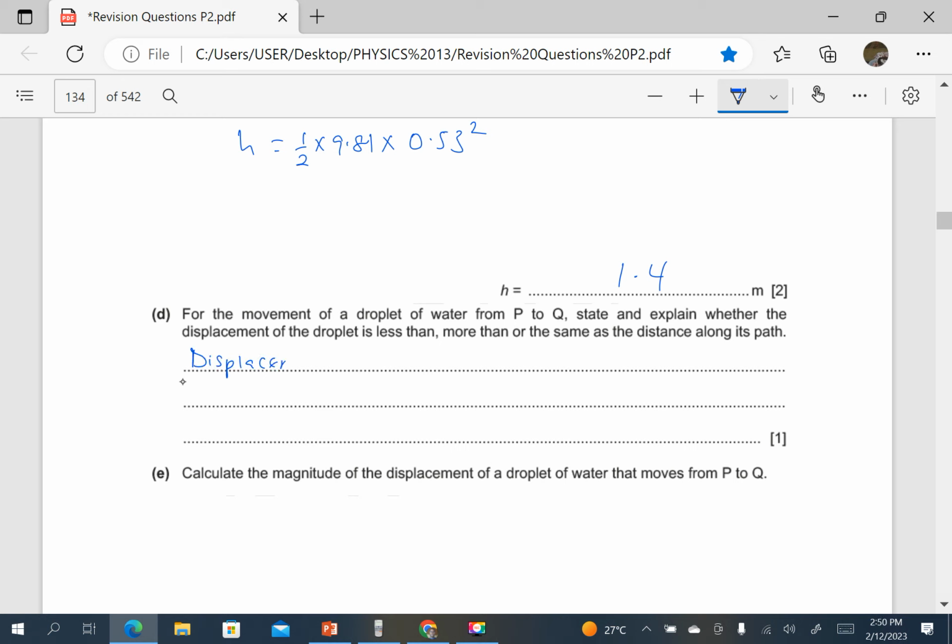Displacement is the straight line distance from P to Q. So it is less than the distance along the path.